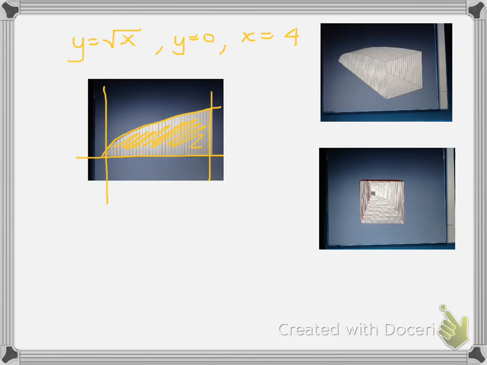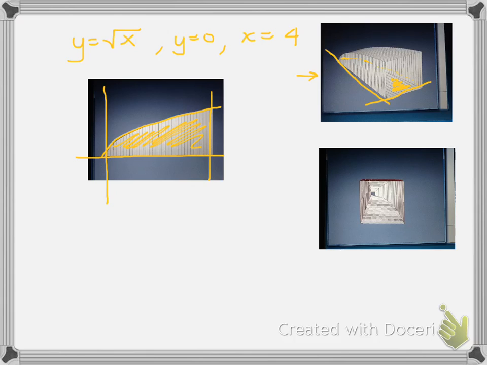I have two other snapshots here of what this would look like from a three-dimensional perspective. Let's look at this one first. If you look carefully, the x-axis is right here, x equals 4 is right there, and the curve y equals radical x disappears into this three-dimensional solid. The base region is right in here, and we've stacked squares according to the size of the curve.